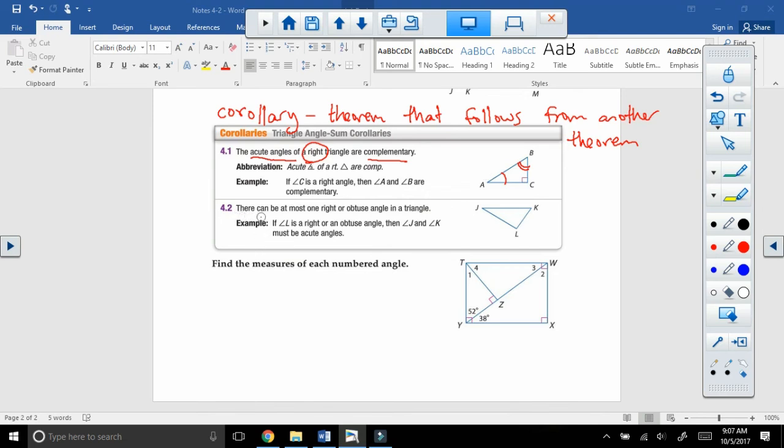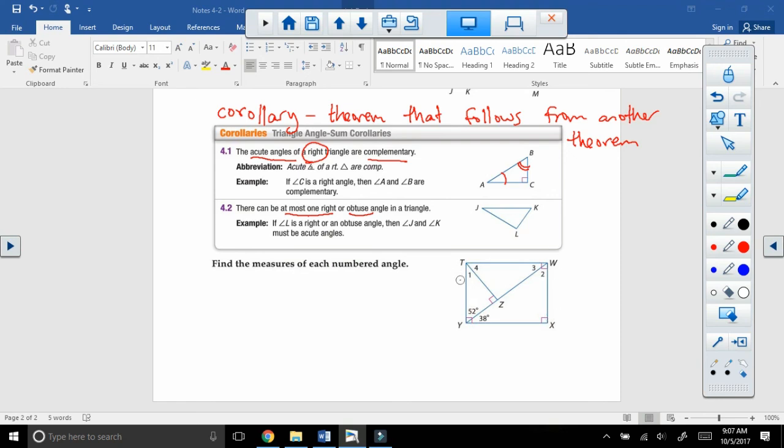And then for this next one, it says there can be at most one right or one obtuse angle in any triangle. Because again, all of the angles have to add up to be 180. It wouldn't make sense that you could have two 90-degree angles, because that wouldn't leave you with anything left over for the third angle. Or you couldn't have two obtuse angles for the same reason.